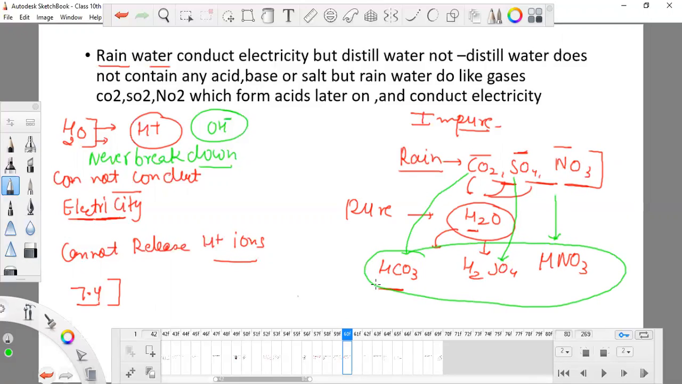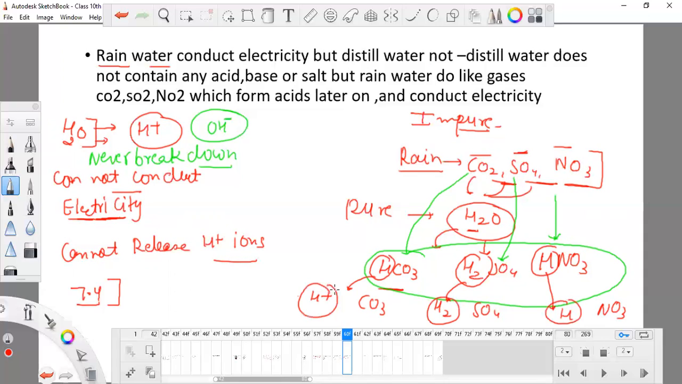As soon as these acids are formed, we know that acids are very good conductors of electricity, because they can release their ions. They will dissociate into H plus and CO3, into H2 plus SO4, and into H plus and NO3, and that's how they can conduct electricity. So these gases are responsible, we can say these are impurities, because this is not the pure form of water. Only H2O is the pure form of water, and it will never break down on its own.